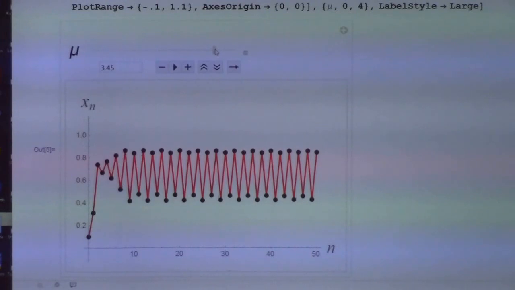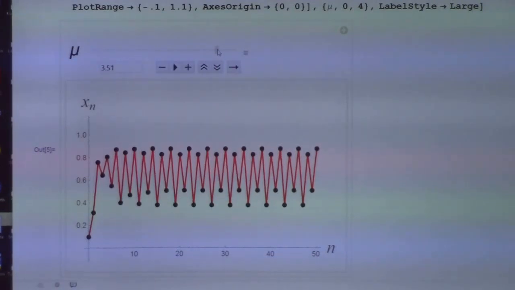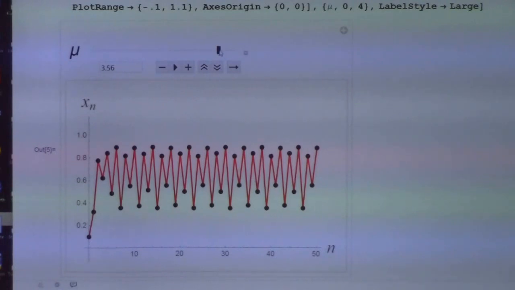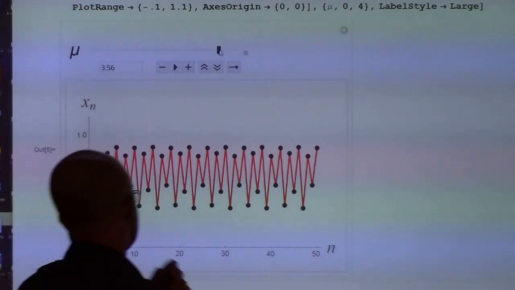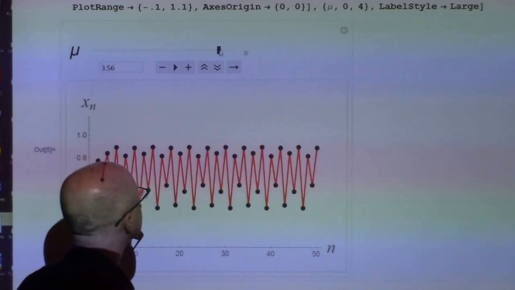You continue increasing mu, you can get even wilder behavior. Let's see, does this one have maybe 8 limit points? Maybe right around there we've got 8 limit points. Well, it's hard to tell. It is difficult to tell. I think I can tell right there. It looks like it might be a period 8 orbit.